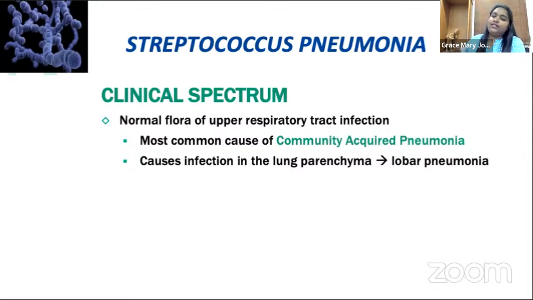This usually causes lobar pneumonia. I would like to tell you the difference between lobar pneumonia and atypical pneumonia. Lobar pneumonia is the typical pneumonia where you see a consolidation. It is usually caused by Streptococcus pneumoniae, Haemophilus influenzae, and gram-negative bacteria. There will be productive cough because it goes into the alveoli, causes all the damage, and causes this consolidation that you see on the X-ray.